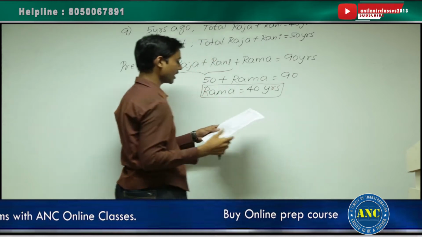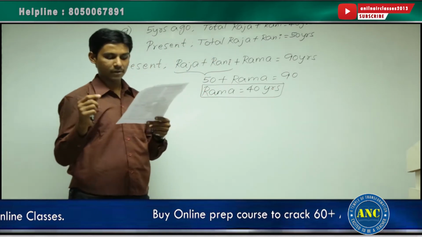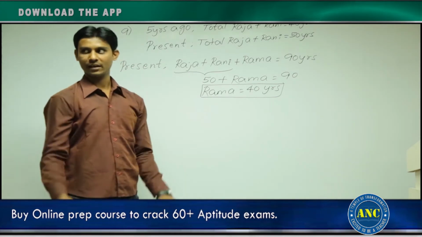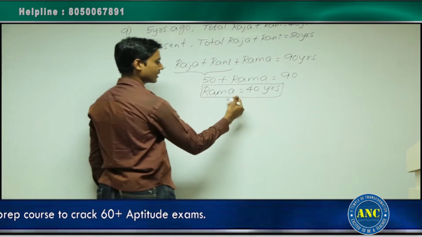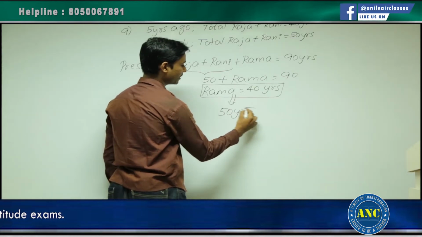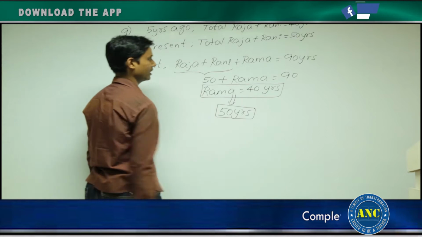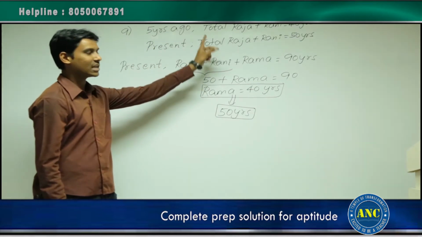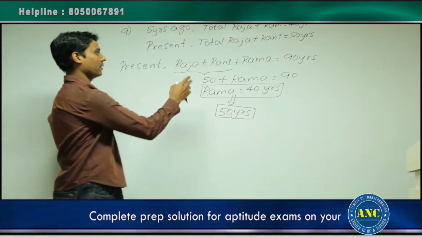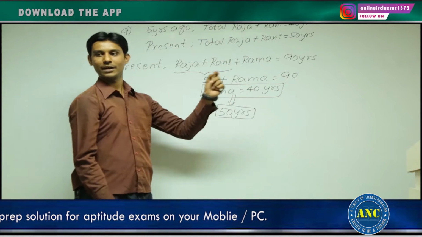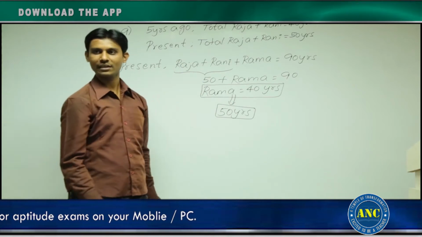But the question is not asking for the present age of Rama. Please read the question. What will be Rama's age after 10 years? Presently he is 40 years. After 10 years what will be his age? 40 plus 10. After 10 years he will be 50 years of age. Answer for this question is 50 years. Again, if you observe this question, the only key point we usually discuss is that the average of these three people is 30 means all three are 30. That is the only key point which we are using, nothing else.